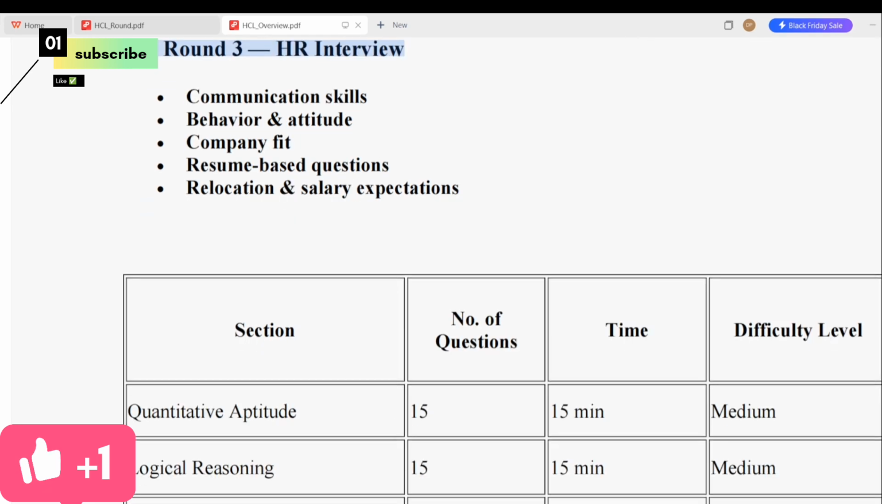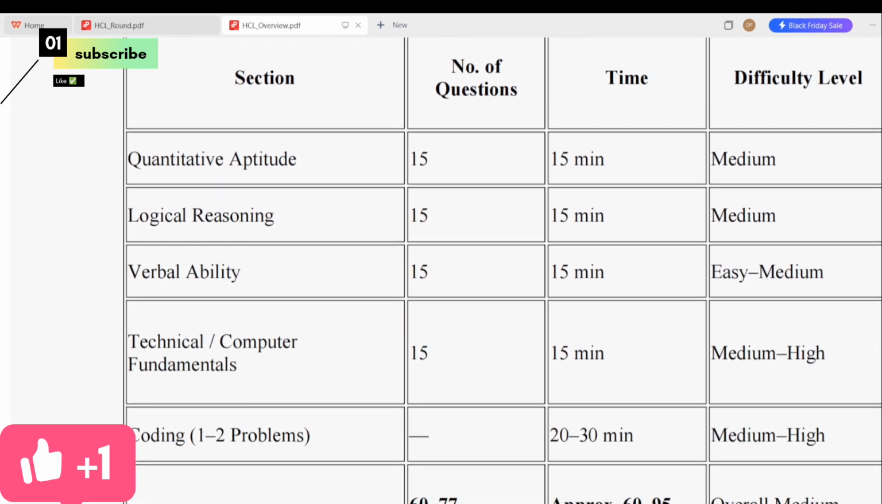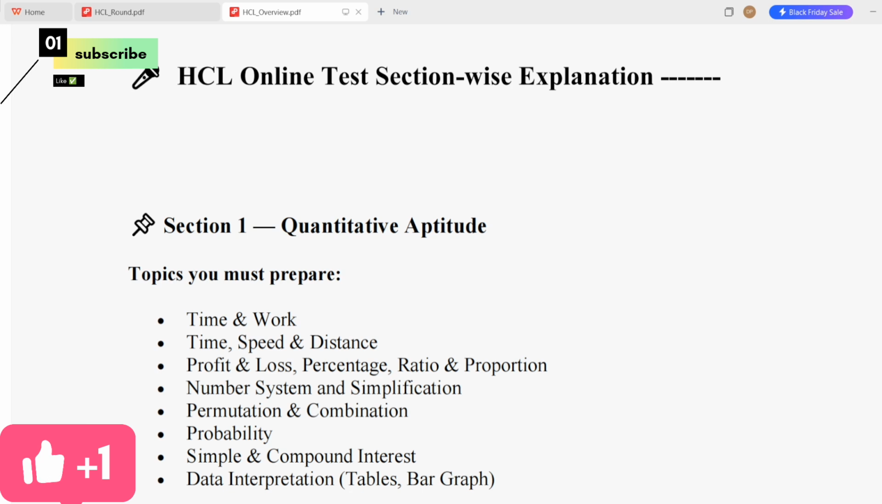Now let's talk about the HCL online test, session-wise explanation. The first session is aptitude. In this session you will get 15 questions within a 50-minute limit. This session mainly focuses on your basic mathematical and logical thinking. Topics for preparation: time and work, time, speed, distance, profit and loss, percentage, probability, simple and compound interest, etc. The difficulty level is medium. You have to solve quickly; speed plus accuracy, both are needed.